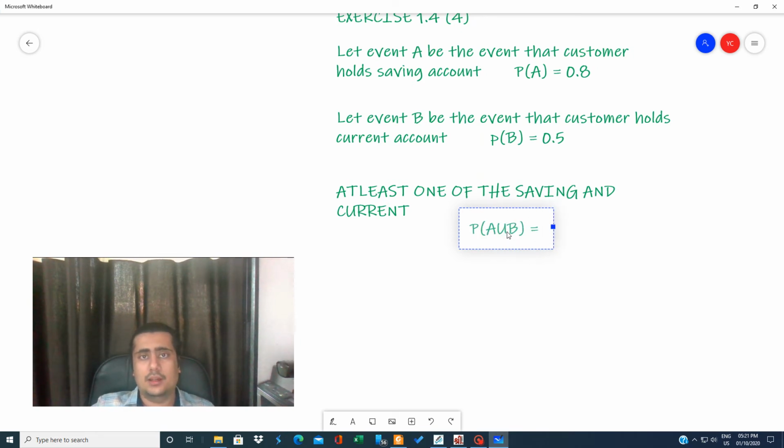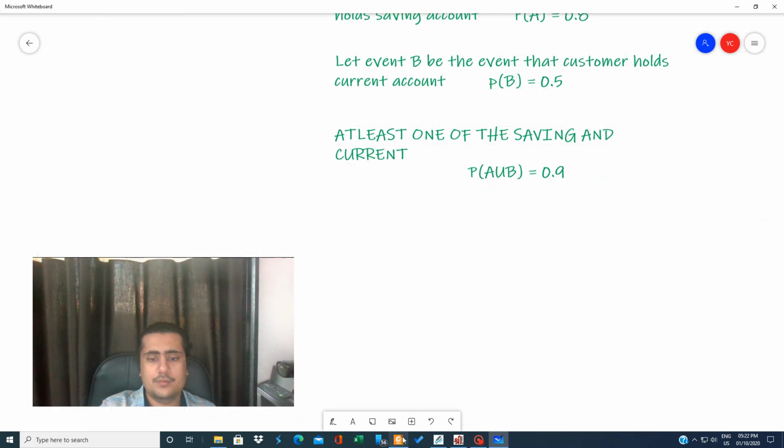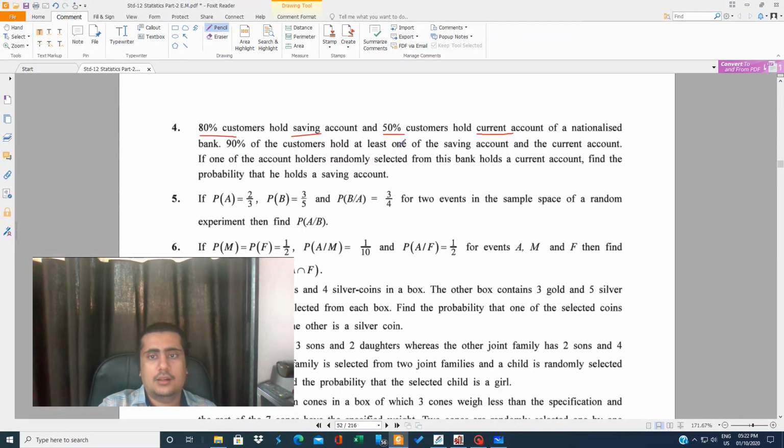At least one means it's a union. So you should know what it actually is. Union means 90%, that is 0.9. Now see, 90% of the customers hold at least one. This "at least one" means it is a union. Now, what is your question?